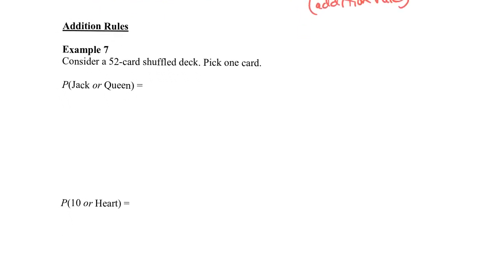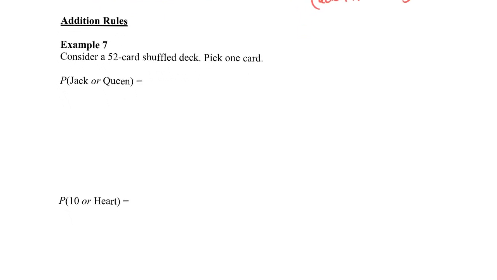So here we have these addition rules, and when there's an addition rule involved, we've got an or. With the multiplication rule, we've got an and, but the addition rules involve or, like the probability of a jack or a queen, and they involve addition. So consider a 52 card shuffled deck. So we've got clubs, spades, hearts, and diamonds, right? Just a quick review so this problem makes sense.